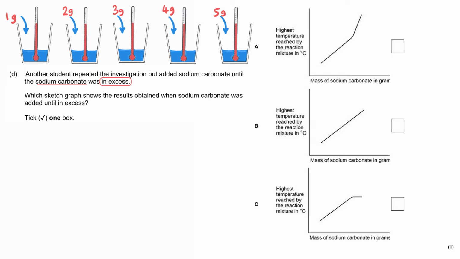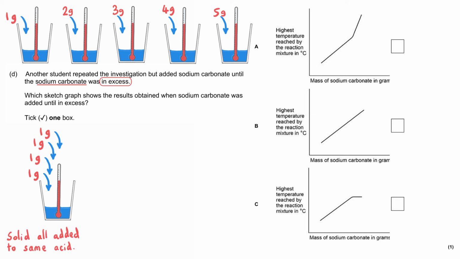This person has taken a particular volume of acid and added more and more sodium carbonate to that exact same acid, measuring the highest temperature each time they add a bit more of the sodium carbonate, and then they've kept going until they've got an excess of sodium carbonate. That excess means that all the acid has gone and we're just adding more sodium carbonate to the fully reacted mixture. And so we've got 3 options here, and we've been asked to pick which sketch graph shows the results obtained when sodium carbonate was added until excess.